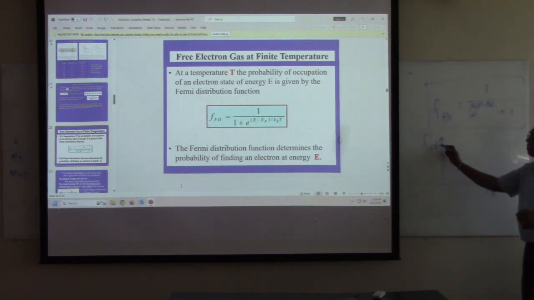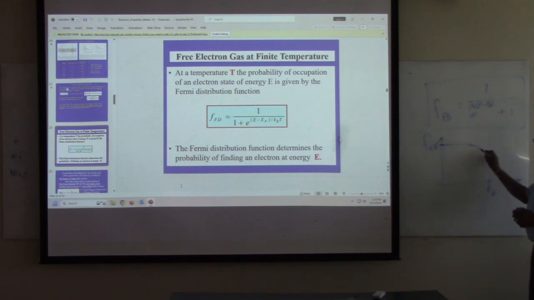But when you come closer to this one, that's where things start to change. You will find this one is going like this. This is the shape of the Fermi-Dirac function. So how was it for 0 Kelvin? It was simply this one. This was the 0 Kelvin. But for finite temperature, it is like this.